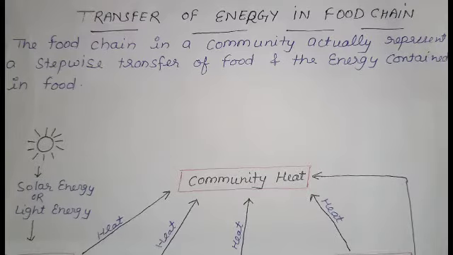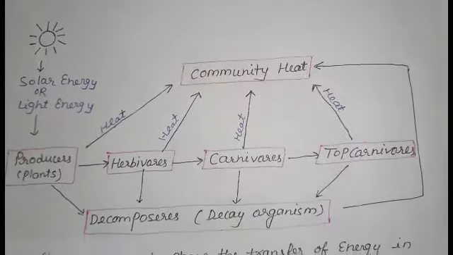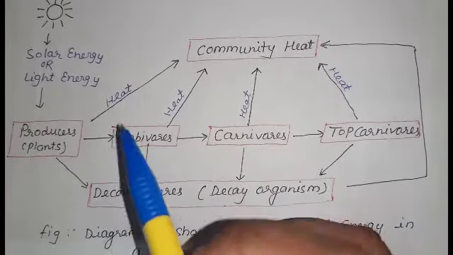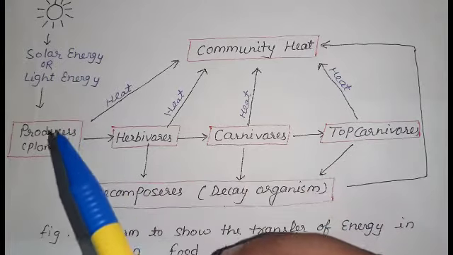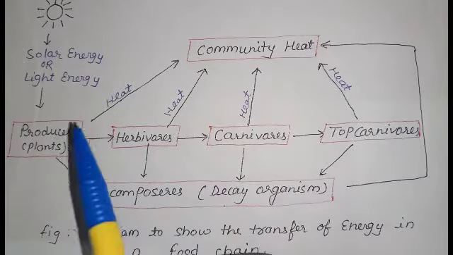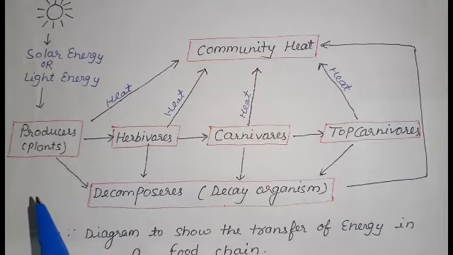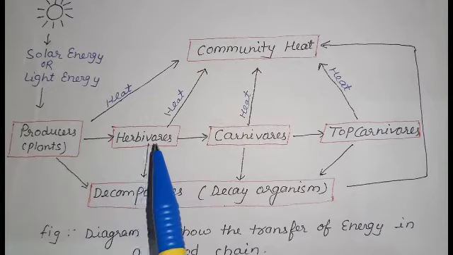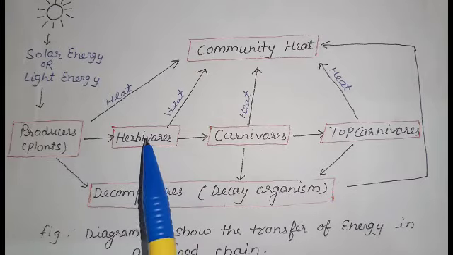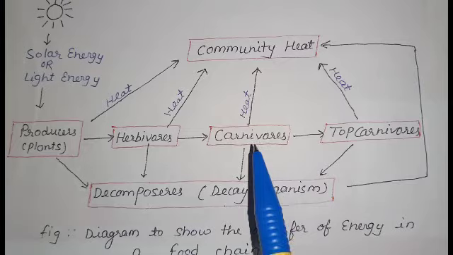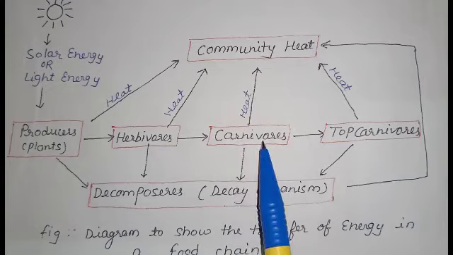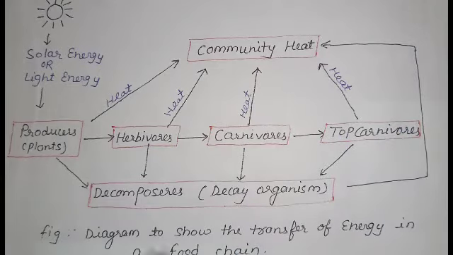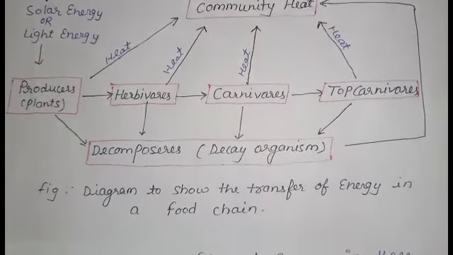The flow of energy is represented by this diagram. In this diagram, the producers such as plants receive the solar energy or light energy from the sun and make food by the help of the photosynthesis process. We know that the herbivores eat producers, carnivores eat herbivores, and top carnivores eat carnivores. So the energy transfers from producers to herbivores, herbivores to carnivores, and carnivores to top carnivores. Let us discuss this flow of energy in 3 steps.